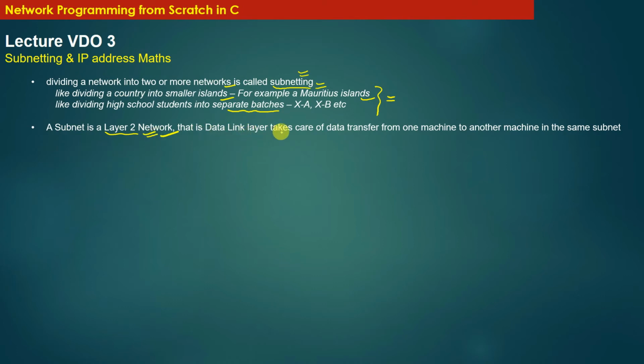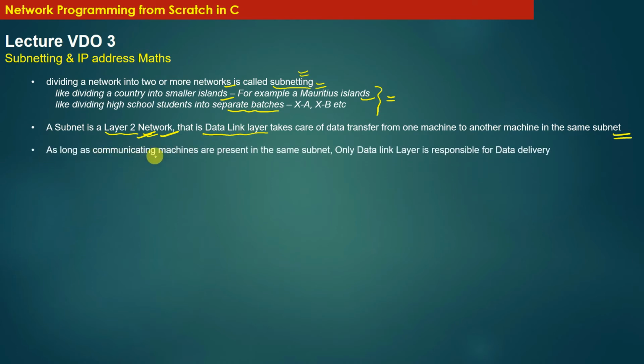That is, the data link layer takes care of data transfer from one machine to another machine in the same subnet. So if the source machine and the destination machine are present in the same subnet, only L2 routing, that is layer 2 of the TCP/IP stack, the data link layer, is responsible to take the packet from source machine to destination machine in the same subnet. So as long as communicating machines are present in the same subnet, only the data link layer is responsible for data delivery. The L3 layer, that is the network layer, is out of question.